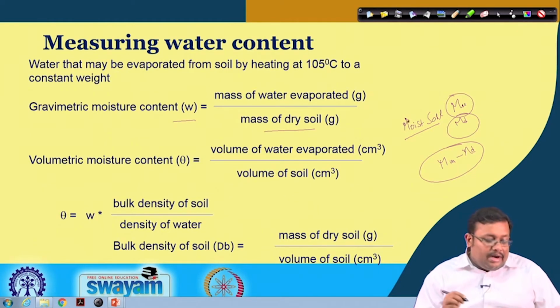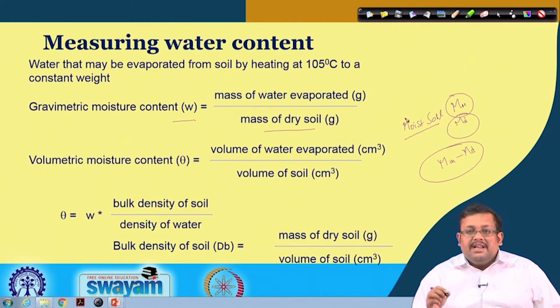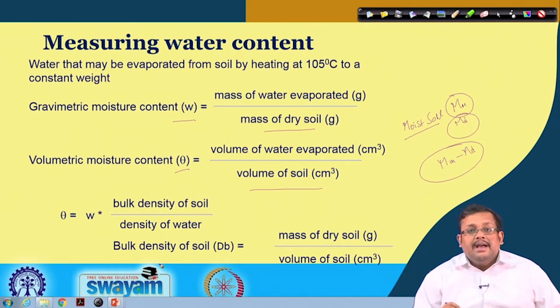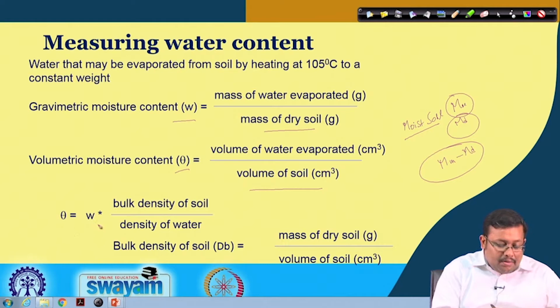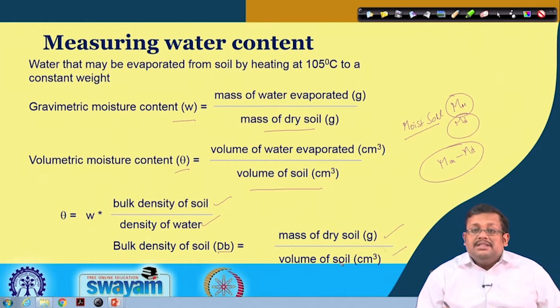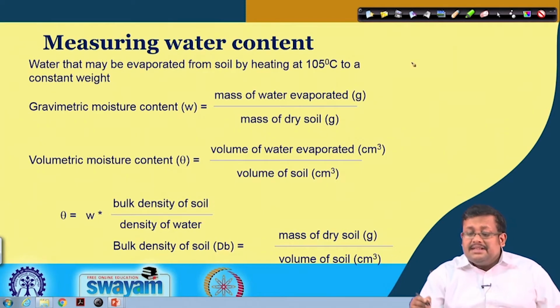However, there is another direct method, volumetric moisture content, generally expressed in terms of theta. Volumetric moisture content is basically the volume of water over the volume of soil, and the relationship between volumetric and gravimetric moisture content is theta equals W, the gravimetric moisture content, multiplied by the bulk density of the soil over the density of water, which is generally 1. The bulk density of soil, dB, is the mass of dry soil over the bulk volume of the soil. By using this formula, we can convert from volumetric to gravimetric moisture content and vice versa. These two are the direct methods for measurement of water content.